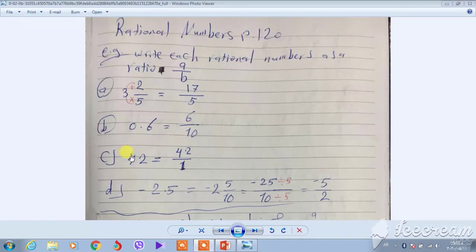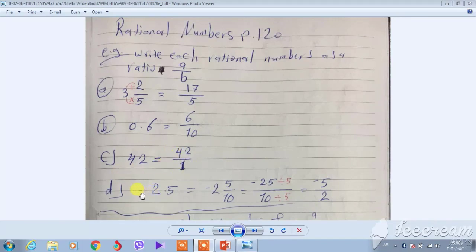And we have 42 to write as a ratio a out of b. All numbers, students, can you write with the denominator 1? The denominator is 1. 42 out of 1 we have. Any whole number, and all integers, have denominator 1, students.